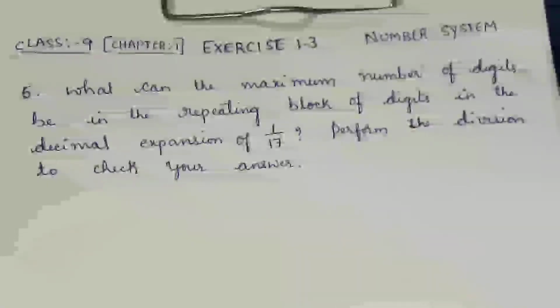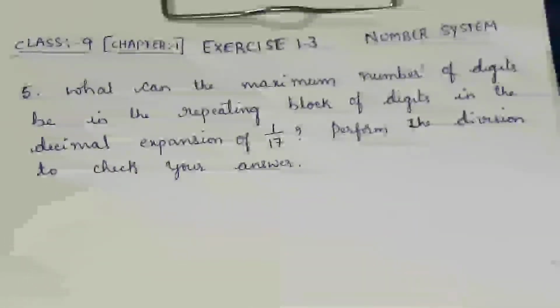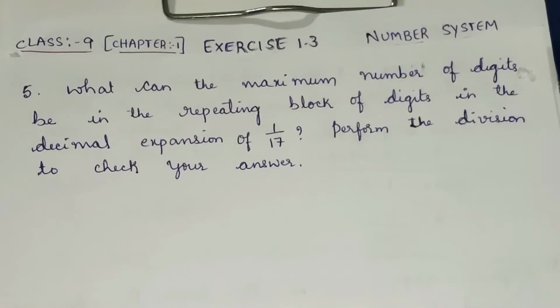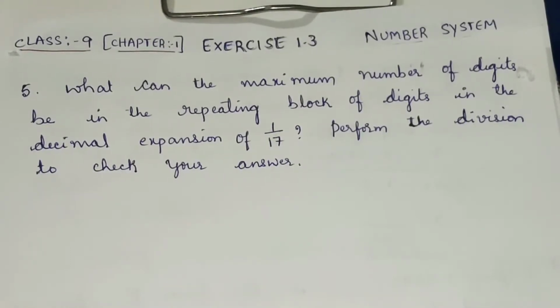Greetings to all. This session is for 9th standard, chapter 1, number system, exercise 1.3, question number 5. What can the maximum number of digits be in repeating blocks of digits in the decimal expansion of 1 by 17? Perform the division to check your answer.